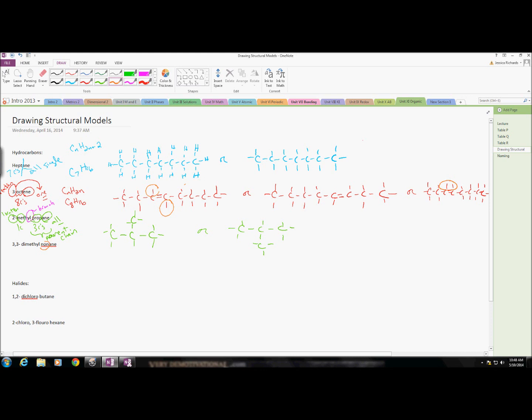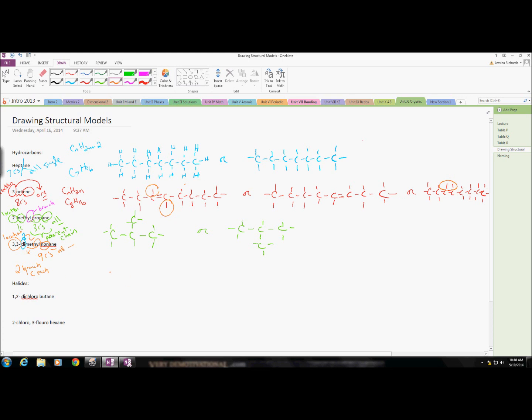One last hydrocarbon, and then we'll move on to halides. 3,3-dimethylnonane. So non means 9 carbons. ANE means all single bonds. 3,3 is the location. Di is a different prefix here. We haven't used this yet. That means 2. Meth we know means 1 carbon, and the YL was a branch. So I have 2 branches that are 1 carbon each, on a chain that's 9 carbons long total, and those 2 branches go on carbon number 3.